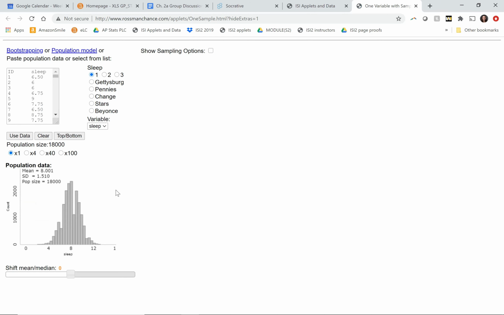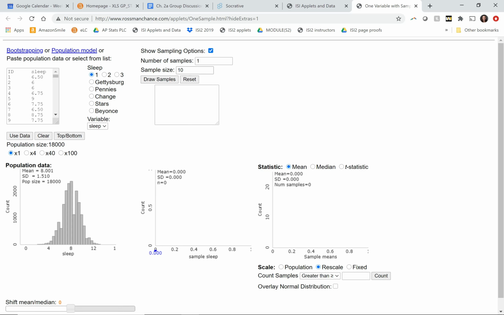So the default in this applet is to look at this population. So you can see that this population is centered at 8 and it has a standard deviation of 1.5. And I'm going to repeatedly sample from this made up population. So I'm going to take samples of size 48. So this matches the data that I actually collected in class.